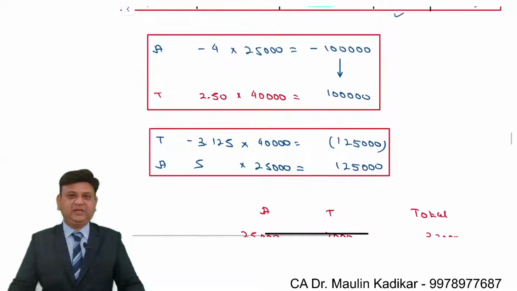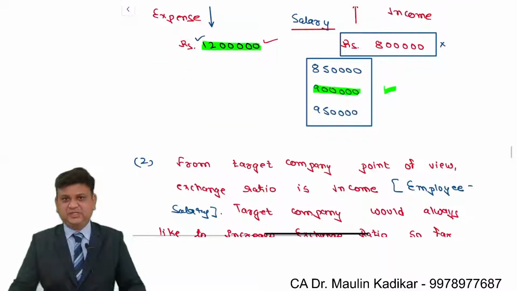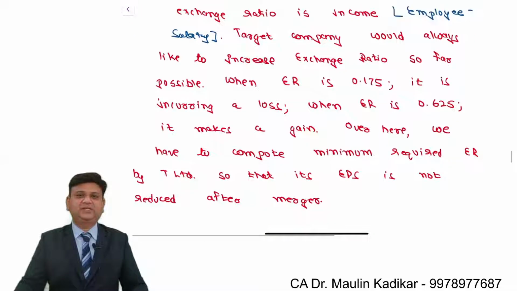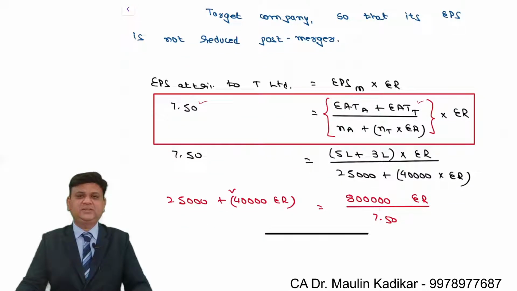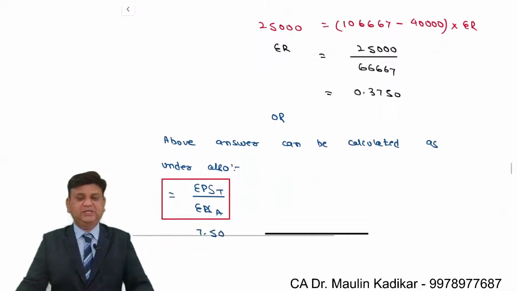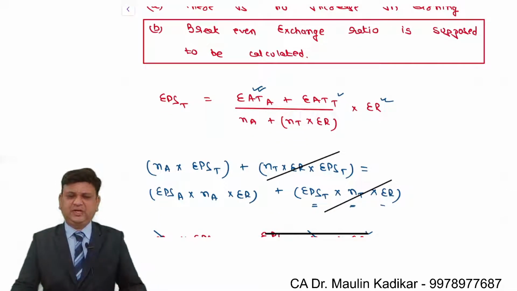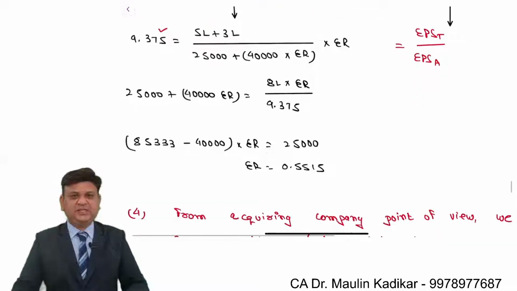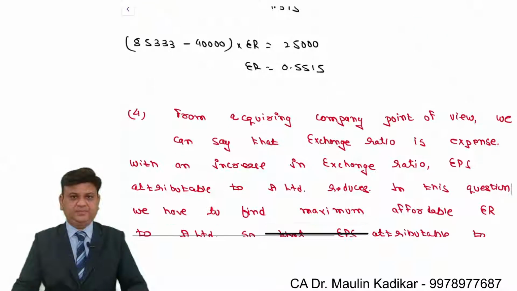Next question is a kind of break-even exchange ratio from the target company point of view, so that the EPS attributable to it is not reduced. And the last question is calculation of the earning per share attributable to A Limited, and the maximum affordable exchange ratio to A Limited, so that the EPS attributable to it is not reduced. You can apply the shortcut method subject to fulfillment of two conditions. The first condition is that there is no increase in the earning, and the second condition is that there is a break-even exchange ratio. The next point is the calculation of the exchange ratio based on EPS and MPS. That is the general question that can be asked. For MPS, there is a logic that both the companies are negotiating based on the market price per share. This is what we have understood.